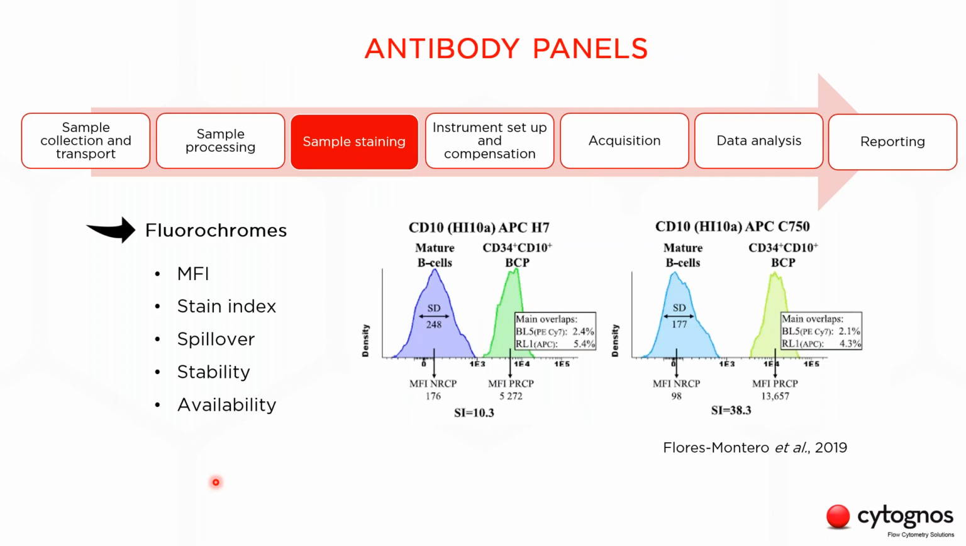For building leukemia, lymphoma, and myeloma panels, EuroFlow tests a large number of fluorochromes and antibody clones, so they select the fluorochrome based on the median fluorescent intensity, the stain index, spillover, stability, and availability. Here, we have an example illustrating the comparison between two fluorochromes, APC-H7 and APC-750, conjugated with the same antibody clone, the CD10, and tested in the same sample under the same conditions. So we see that the APC-750 conjugate shows a brighter MFI, which provides a better resolution between the positive and the negative reference population, but not only the median fluorescent intensity. As mentioned, they also take into account the stain index, but also the spillover, as we can see here.